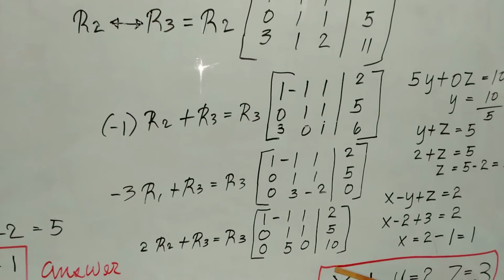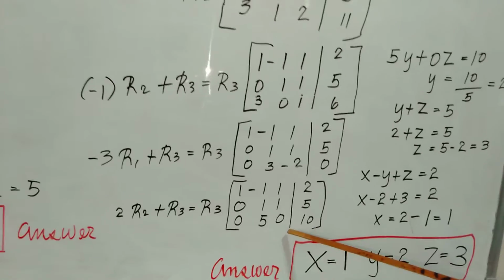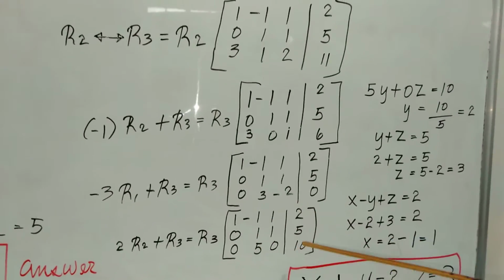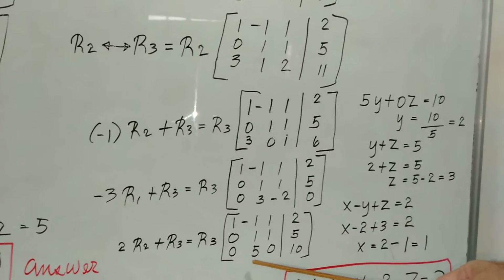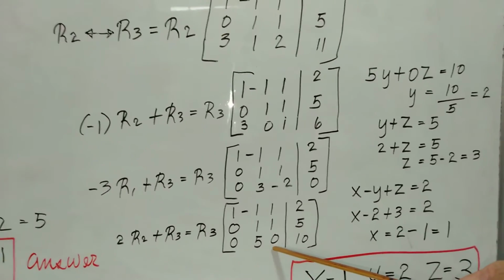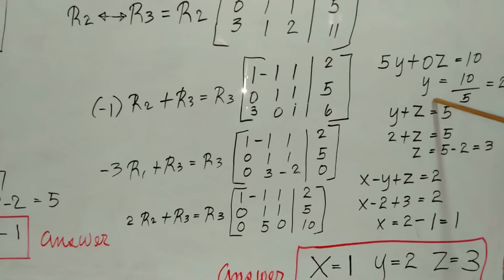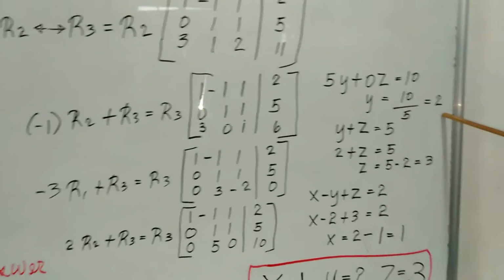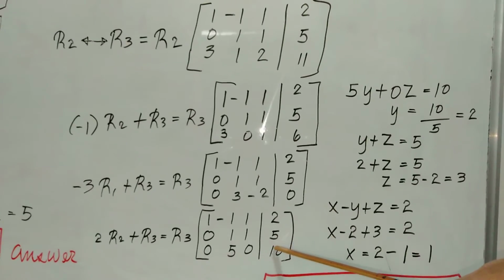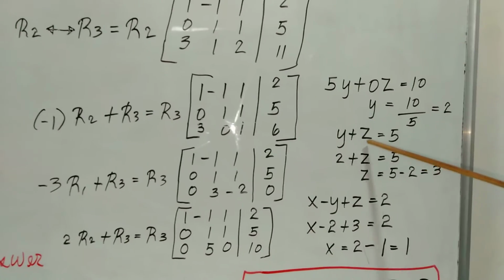So we just have to do a back substitution so as to get all the values of our variables. First we write 0x plus 5y plus 0z is equal to 10. So we get the value of y, which is 10 over 5, which is 2. After having the value of y, we substitute it to the next expression, which is y plus z is equal to 5.